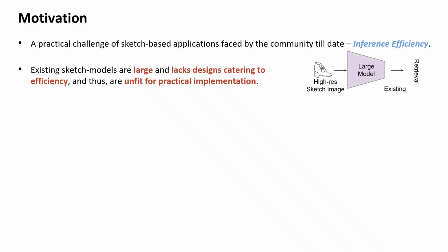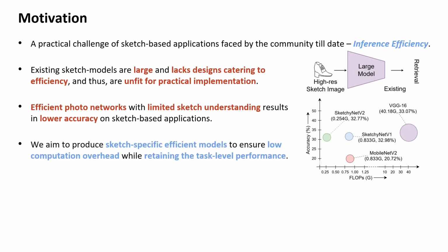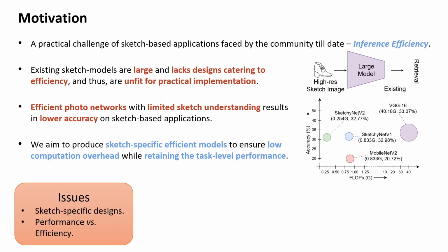Primarily, the existing networks are large and do not aim for efficiency, as they rely on high-resolution sketch images. On the other hand, conventional efficient networks are designed for photos and do not cater to sketches, resulting in lower task-level accuracy. Thus, our goal is to design an efficient network for sketch applications to ensure limited computations without compromising the task-level performance. So, the principal challenges are designing sketch-specific efficient models and optimizing performance and efficiency.